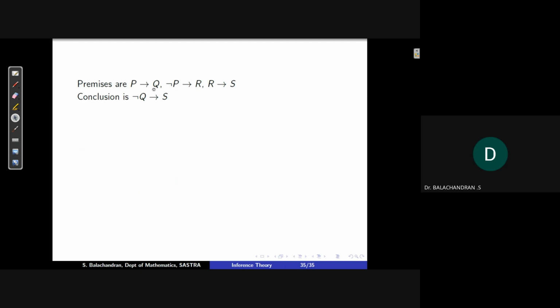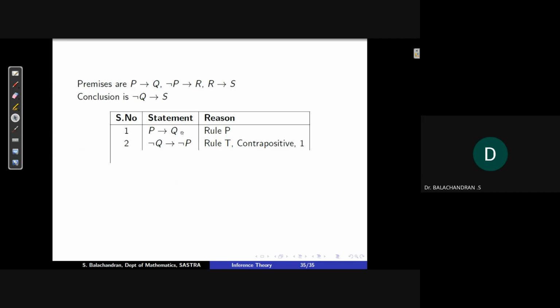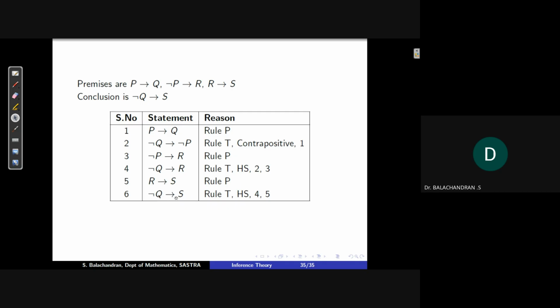Okay, so now we'll use them one by one. P implies Q, rule P, and then the contrapositive: negation Q implies negation P. Maybe I will use this one. Negation P implies R, rule P. Now combining these two, directly you can write negation Q implies R. Next, R implies S, you can write. Now combining these two, negation Q implies S. Okay, that's all. We got the conclusion.